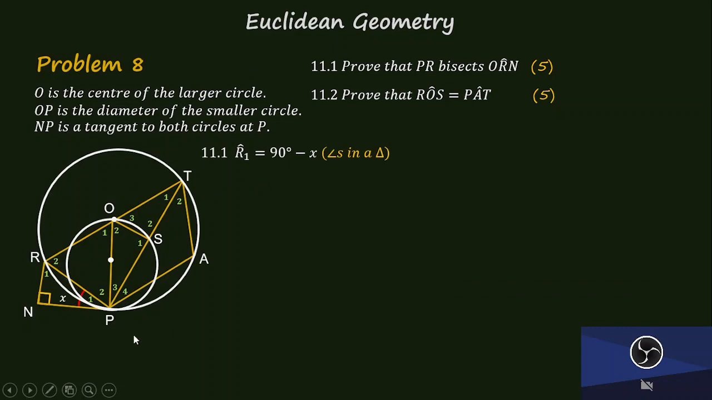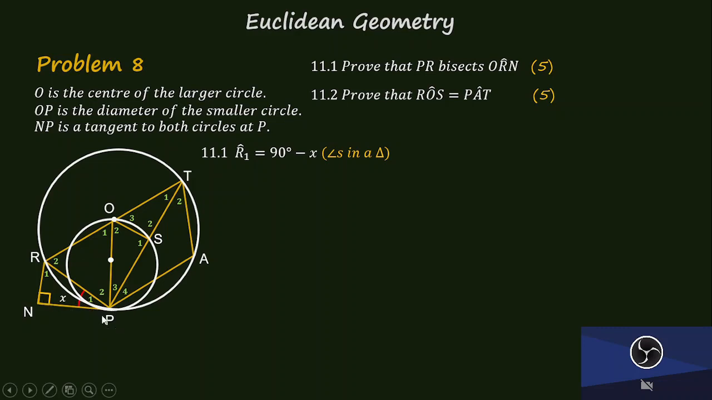We know that in this triangle, P1 is X, N is 90. So to get that, this is 90 degrees. To get R1, using the sum of angles of a triangle, R1 would be 90 degrees minus X, right? And then now let's come to this bigger triangle.